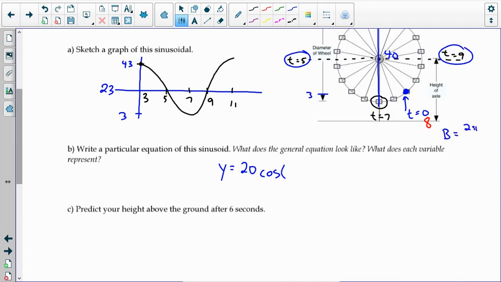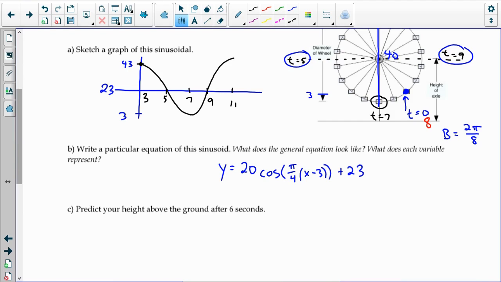B is 2 pi divided by the period. The period appears to be 8. So b is going to be pi over 4. I have a horizontal shift or a phase shift of 3 to the right. And then my vertical shift is 23. So I have y equals 20 cosine of pi over 4 times (x minus 3) plus 23.